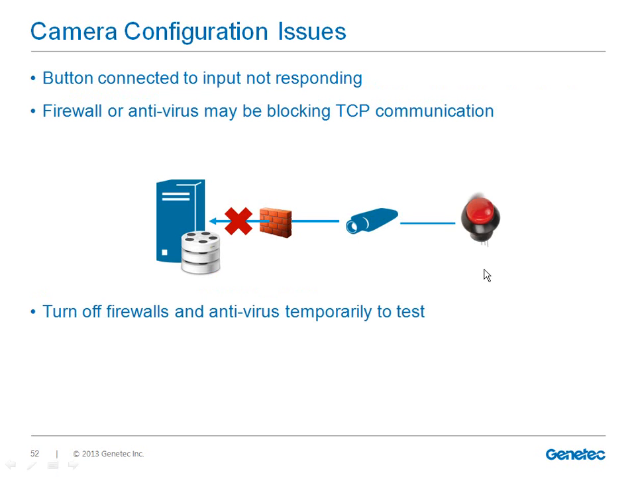Okay, I'd like to talk about the configuration of inputs on the units as well. So if you have an input connected to a camera, such as for a manual recording button like we have set up here, but the action never starts when the button is pressed, there's a few things that we can check. Now the data is being sent as a TCP packet, so the first thing to check is if there are any firewalls on the system that may be blocking this TCP communication. Antivirus software may see this as an intrusion and may block the incoming data as well. So just try to turn off the firewalls and antivirus software, at least temporarily, and see if that resolves the issue.